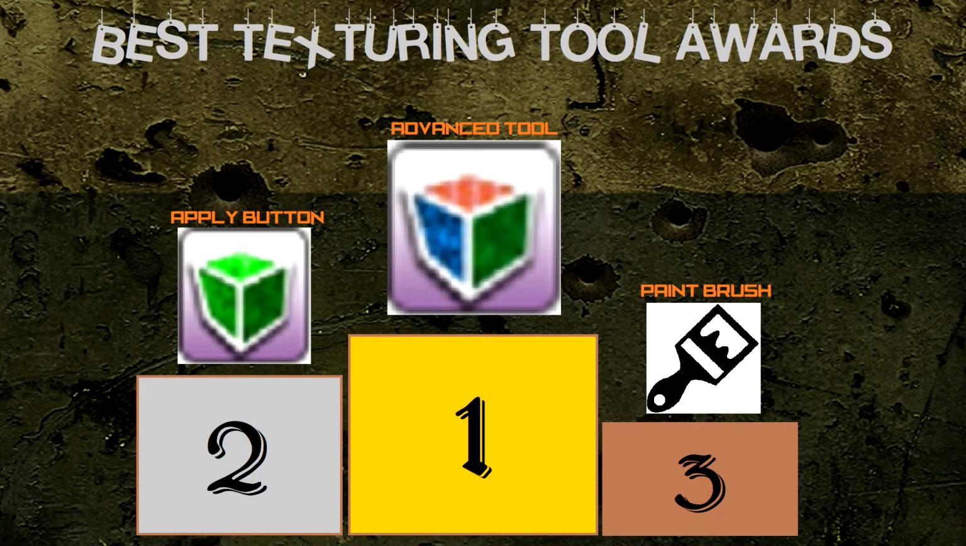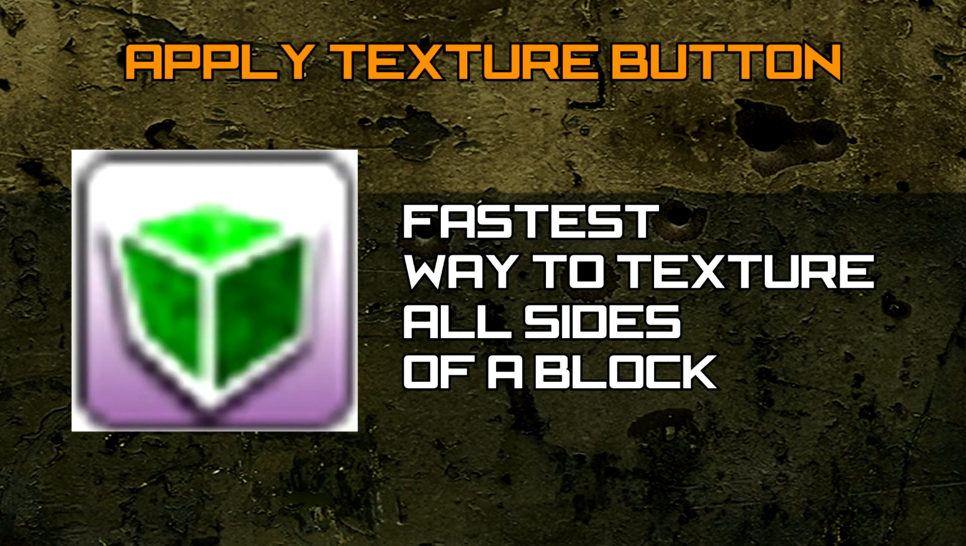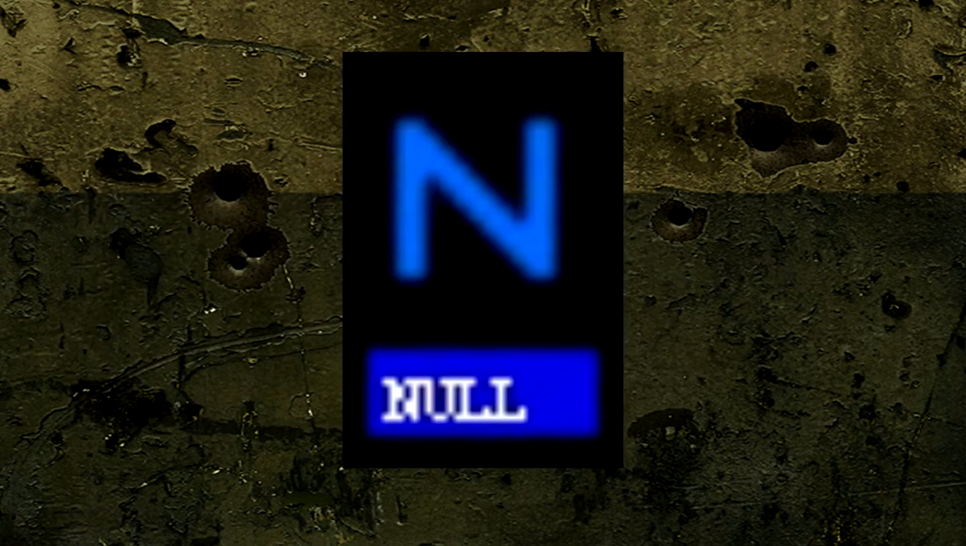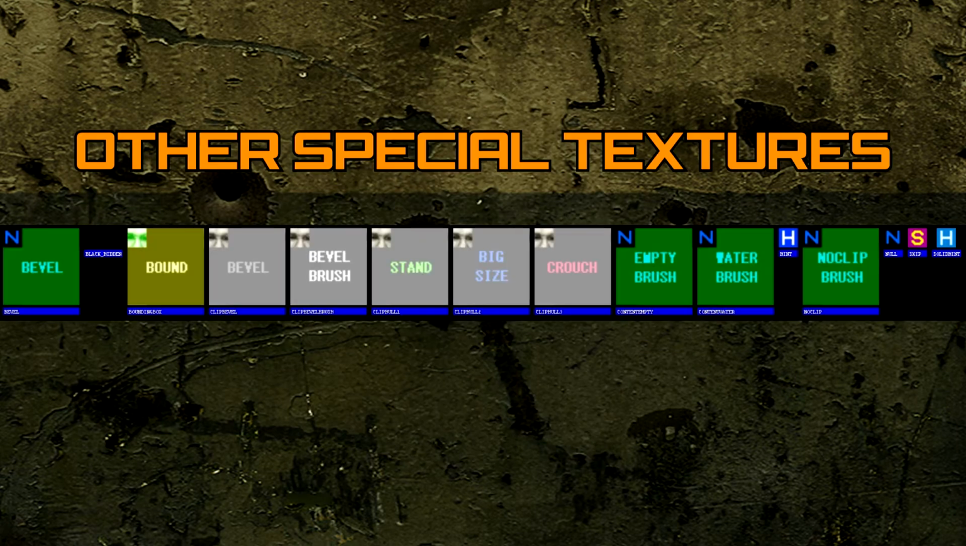In most cases, the Advanced Texturing tool is the go-to tool to use for texturing. However, there is one instance where the Apply Texture button is more useful, the Null Texture. This is one of the several unique textures that J.A.C.K offers. I will go over these in more detail in future episodes, but this texture is called null and is the most common one of them all.